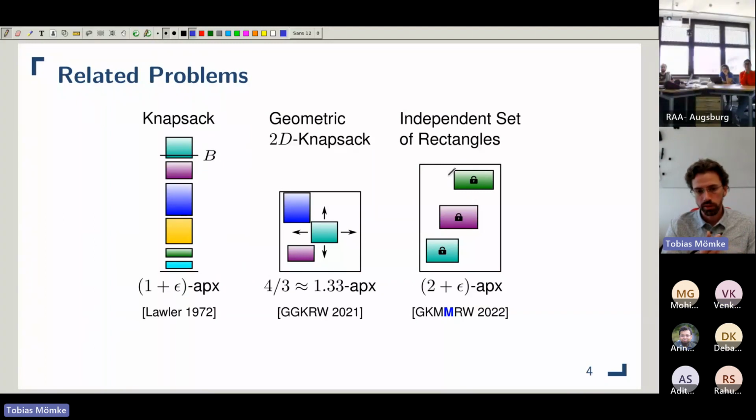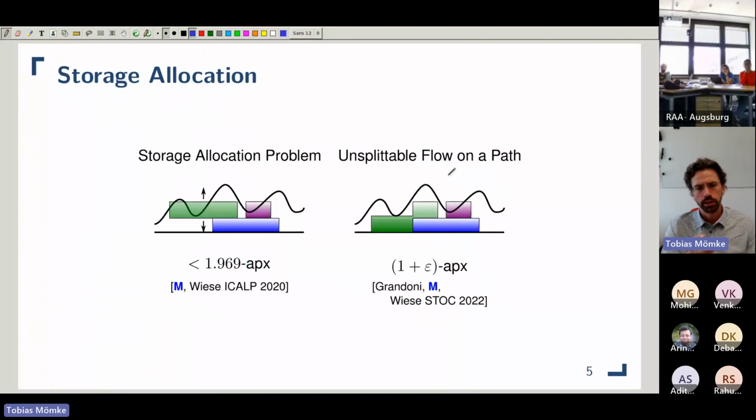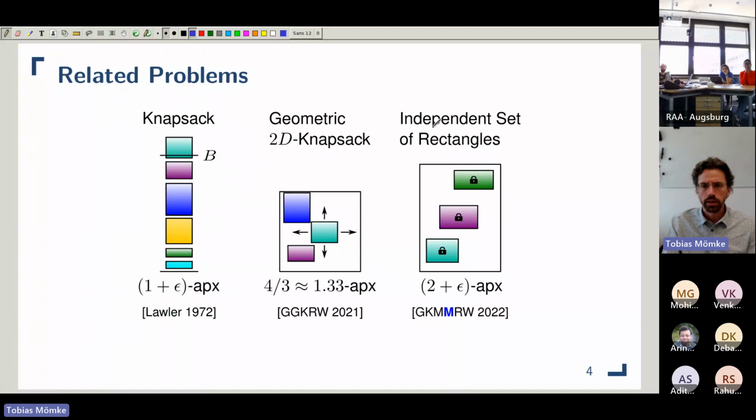So, we have objects that we move around and that should not overlap. And the direct relation is to storage allocation, where we can move objects up and down, but not left and right. So that's sort of the only difference. And then independent set of rectangles is the other extreme, where we are not allowed to move them at all. Sure. But of course, it's not the very same problem.